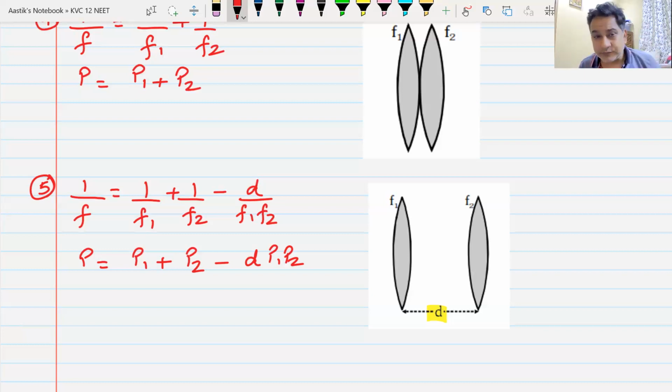Now they can ask you other questions. The other questions include, where will the image be formed, what will be the magnification, and so on. We can easily calculate them. I'll give you 1 minute to note everything down, the simple formulas, and then I will give you a question that we will solve using what we have learned. So 1 minute to note it down. Please let me know once you are done so that I can move forward.